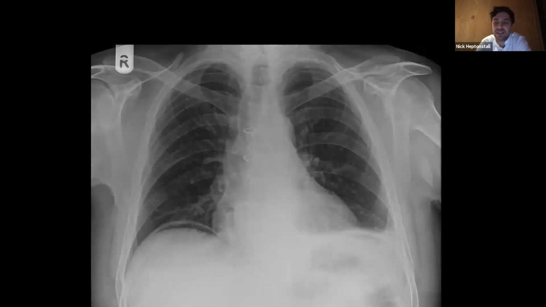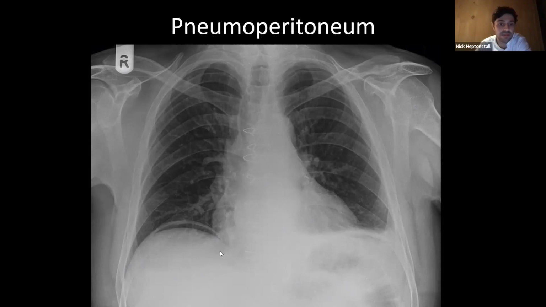So this is the next case. Hopefully everyone should get this one. This is pneumoperitoneum. There's a gas bubble underneath the right diaphragm, and there is another gas bubble underneath the left hemidiaphragm. So whenever you've got bilateral gas, it's more than likely pneumoperitoneum.